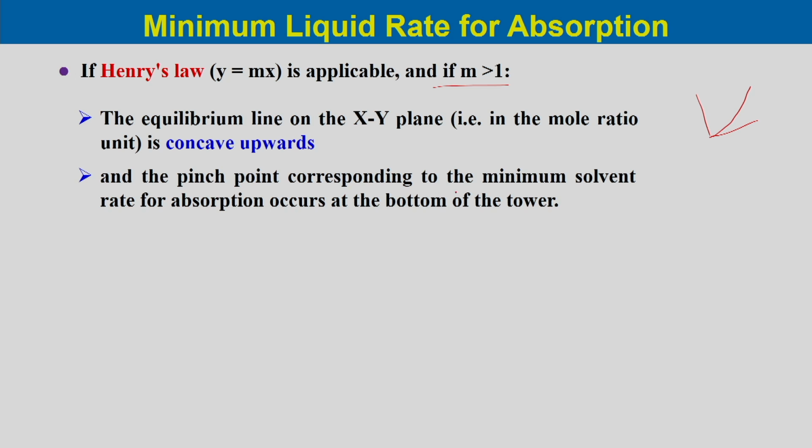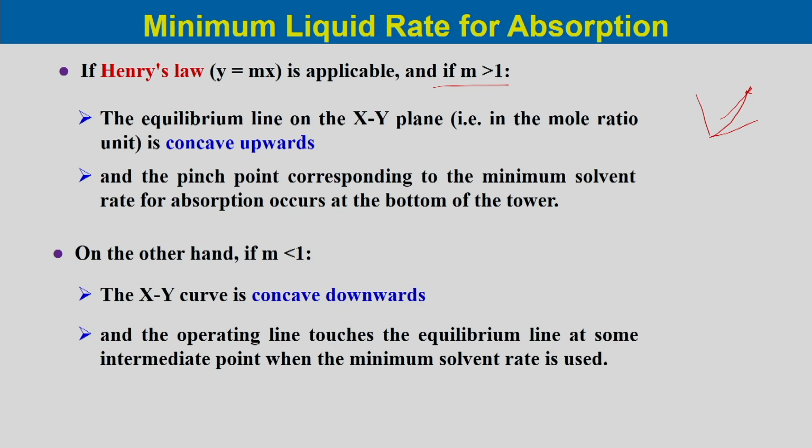So, the pinch point corresponding to the minimum solvent rate for absorption occurs at the bottom of the tower. But on the other hand, if m is less than 1, the xy curve is concave downward. So, you will have the operating line touching the equilibrium line at some intermediate point when the minimum solvent rate is used. You can see that for the minimum liquid rate, the pinch point occurs either at the bottom of the column or at some point of the column, not at the top of the column.